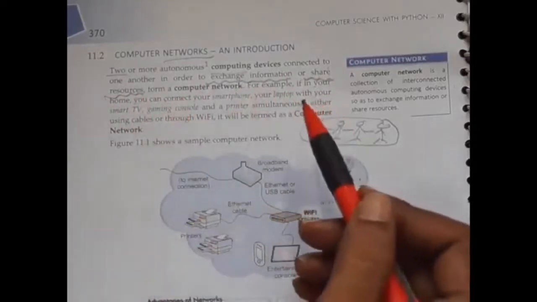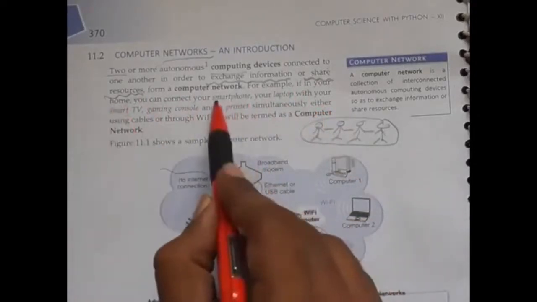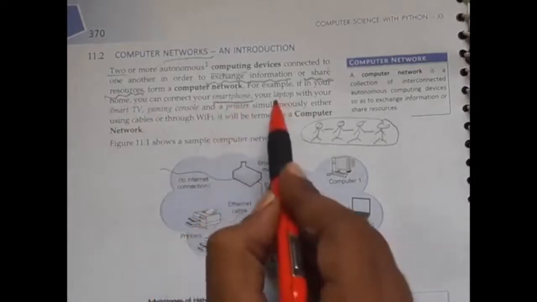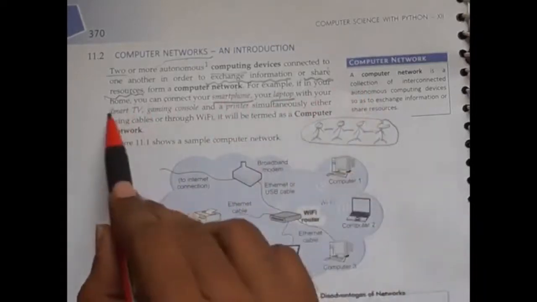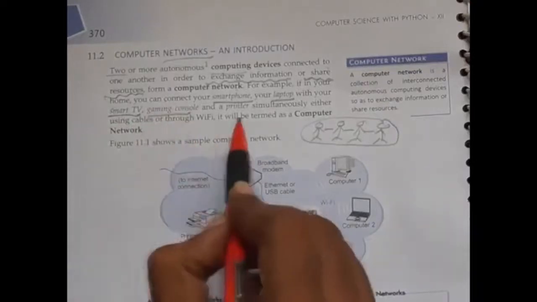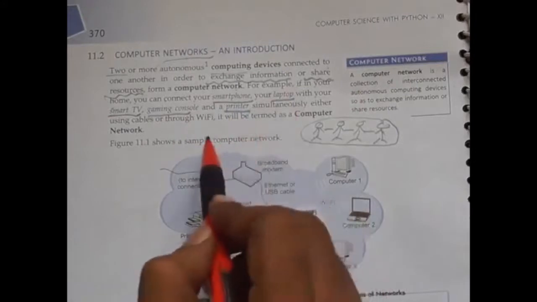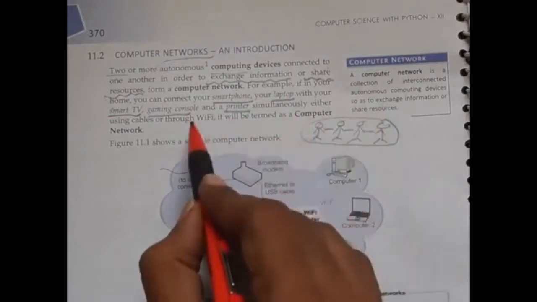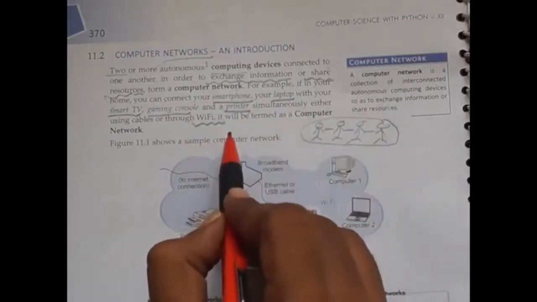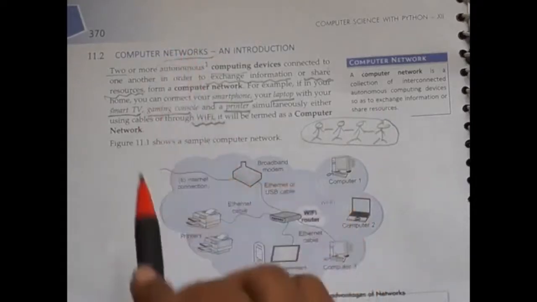For example, in your house, in your home, you have a smartphone, you have a laptop, you have a smart TV, you have a gaming computer, you have a printer. Okay, so all these are connected together through a common Wi-Fi, so it will form a computer network.